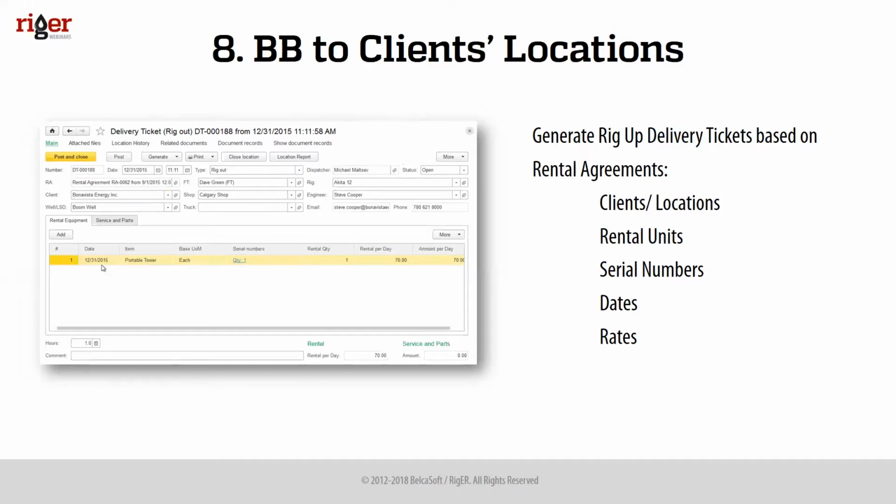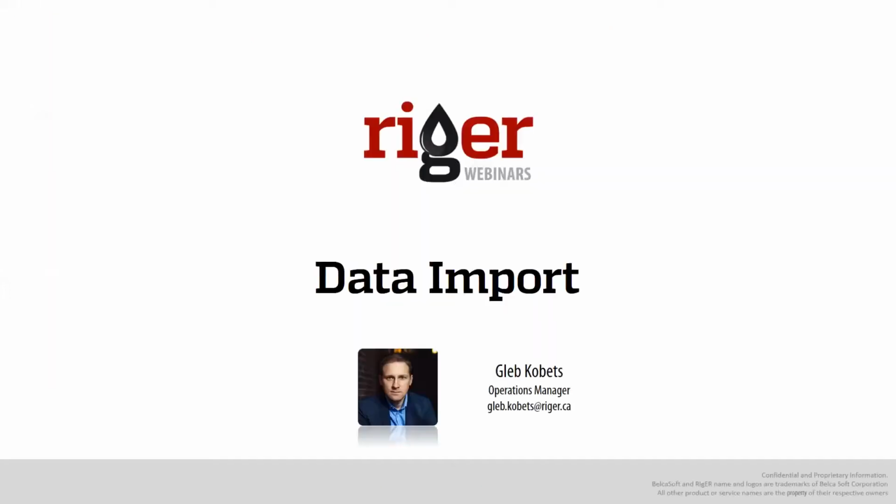And the next and final step, we move actual unit numbers to the location. So we generate rig up or start delivery tickets and move our rental units to the particular location. And this is just the preparation and initial configuration steps of RigER. So we define the data, enter all the items and clients, generate a rental service agreement, and move all the equipment to the particular locations. So now I'm going to describe the data import process a little bit in detail.